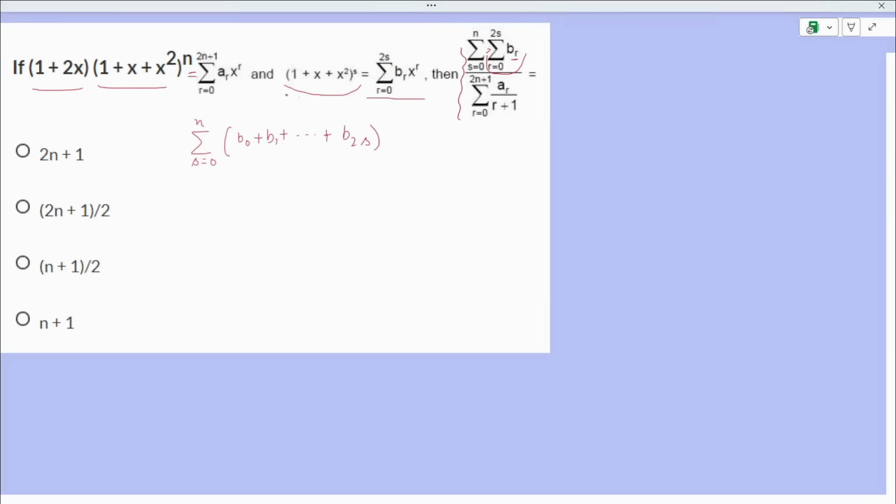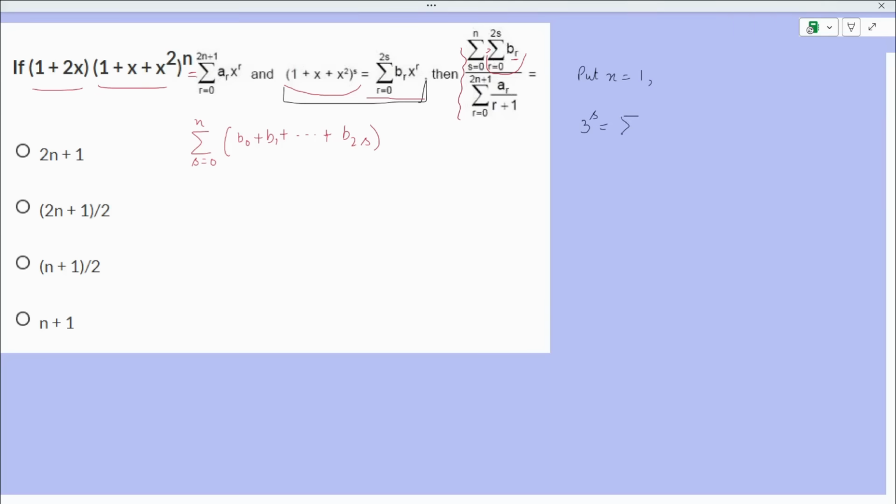Now, do we know this value? Can you figure it out? So who is going to help you? This. How? You just plug in x is 1, right? You just put x is 1. What do you get? On the left hand side, you get 1 plus 1 plus 1 square. That's 3. 3 to the power s.